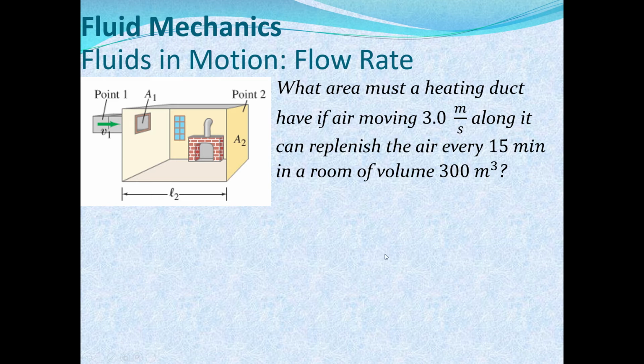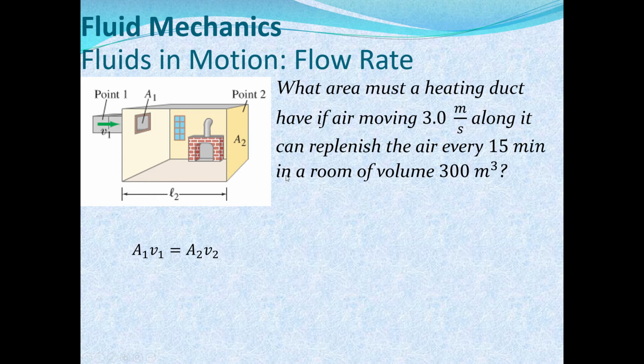All right, so again, we start off with the same term, AV equals AV. Now we know what the speed of the air is in the duct, and we're looking for the area. So that means we should have enough information to find this. Now, the interesting thing here is that they give us the volume of the room, and they give us the time it takes for the air to be replenished. At first, it may not seem like we have these things, because how are you going to find the volume if you don't know the cross-sectional area or the length?